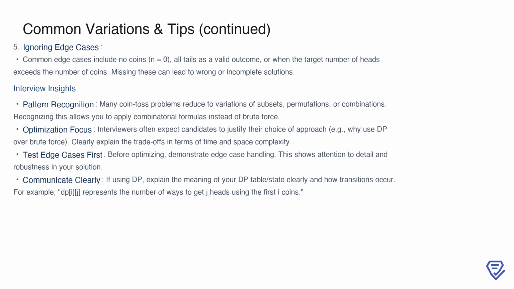And if you're using dynamic programming, be sure to clearly communicate what your DP table represents and how the transitions between states occur. For example, you might explain that DP[i][j] represents the number of ways to achieve j heads using the first i coins. This level of clarity is crucial during interviews.